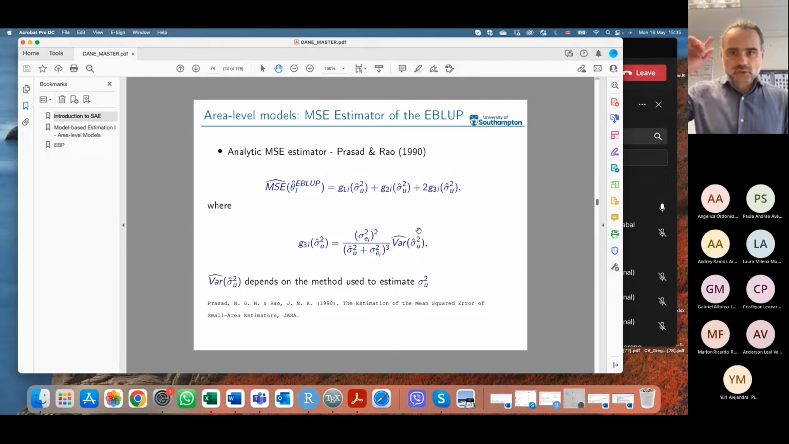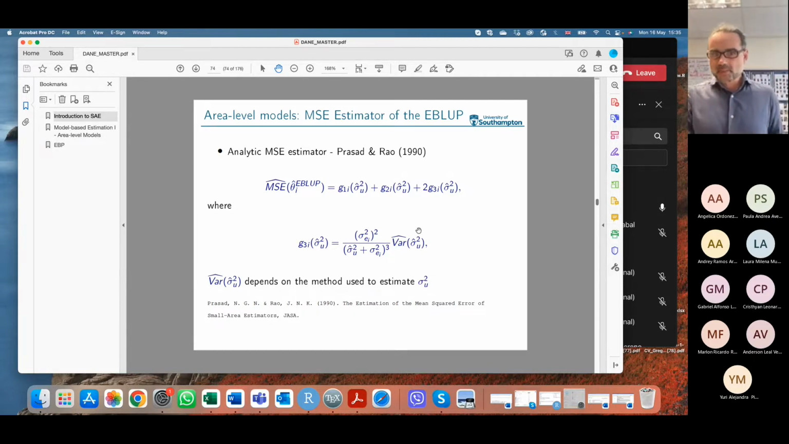But one thing I want you to become aware of is that this is important because when it comes to estimating the mean squared error under the model, it is very important to realize that you are estimating a mean squared error of an empirical best linear unbiased predictor, and hence you have to capture the variability because of the estimation of the model parameters.